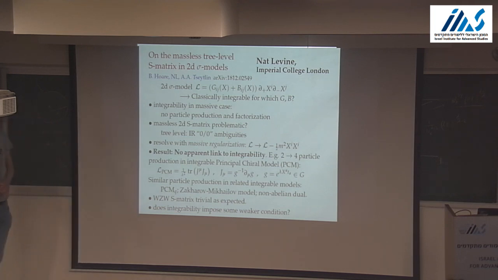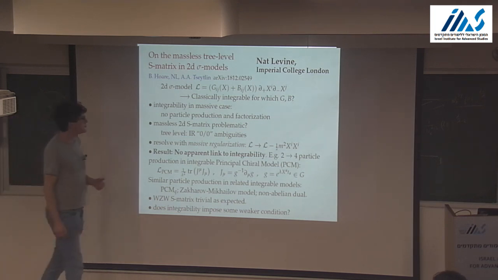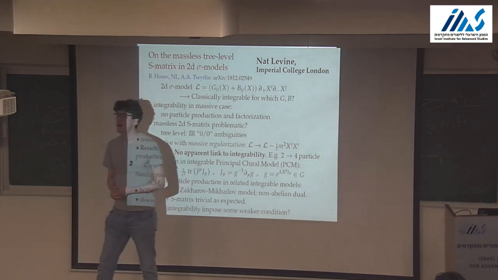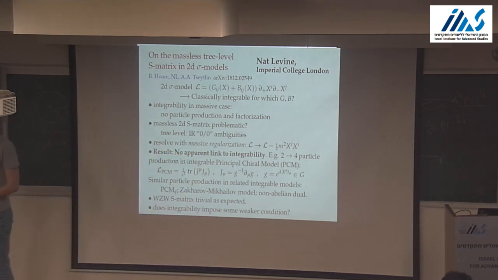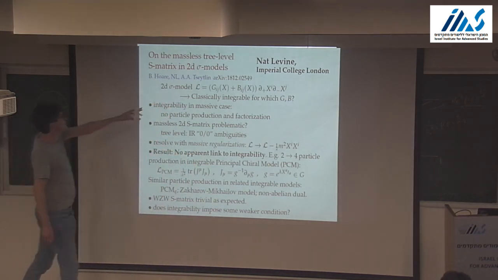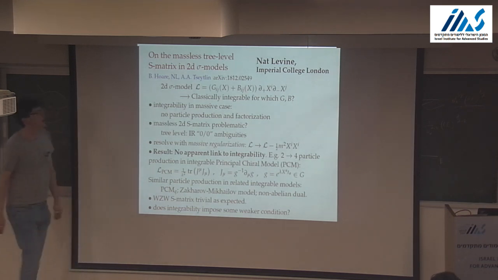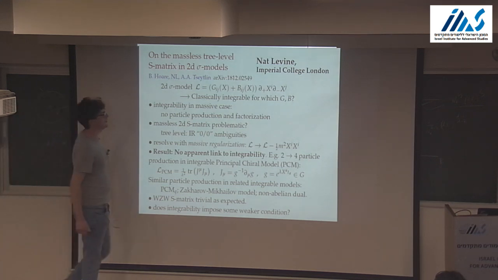So it's quite a hard question. We actually don't really know how to solve this question. In general, if I give you a sigma model, it's characterized by a metric and a B field on the target space. You don't know how to decide whether or not you can construct a Lax pair for the equations of motion. That's what it means to be classically integrable.